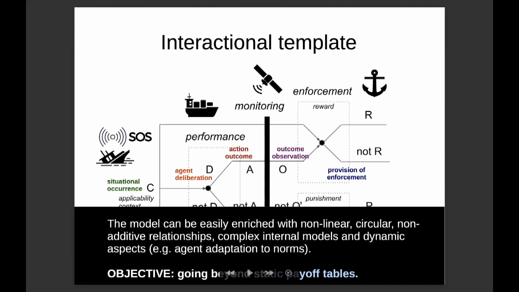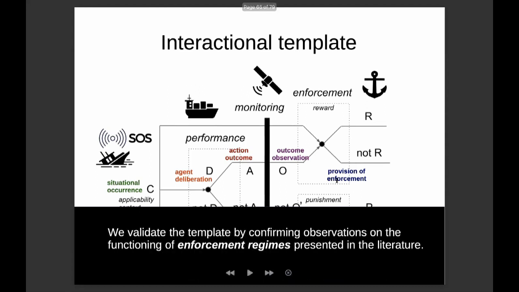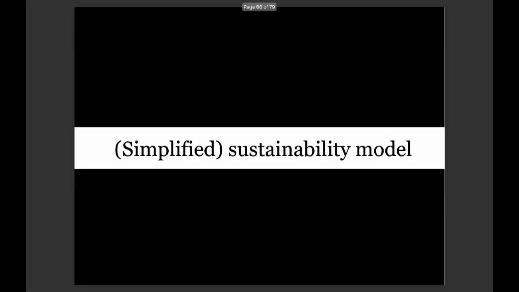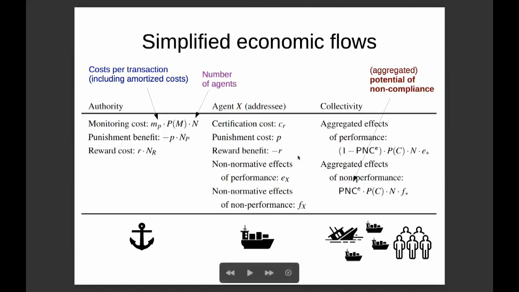We will validate it, confirming the theoretical observations of the functioning of enforcement regimes I provided you in the first part of the class. In order to do that, we will consider a simplified economic model. From the perspective of the enforcer authority, we will take into account a cost for unity of monitoring, which includes the amortized cost of setting up and keeping running the monitoring infrastructure. The overall monitoring cost is given by the individual monitoring cost multiplied by the number of monitorings effectuated at one time step. Punishments, to be looked at as fines, are incomes from the perspective of the authority.